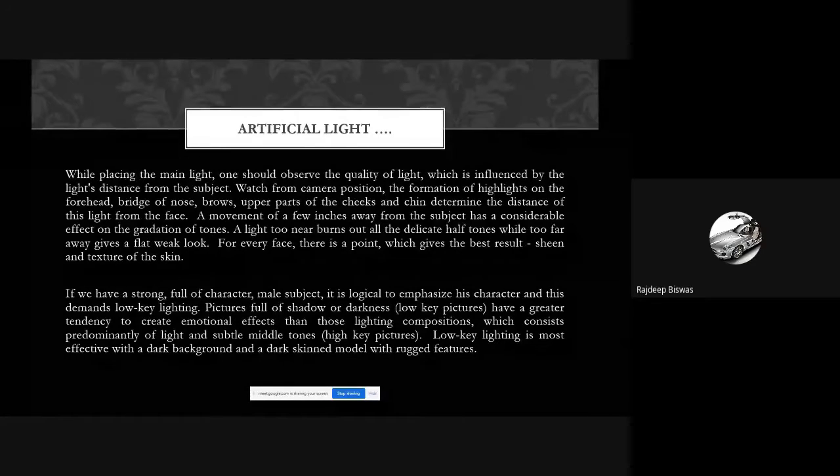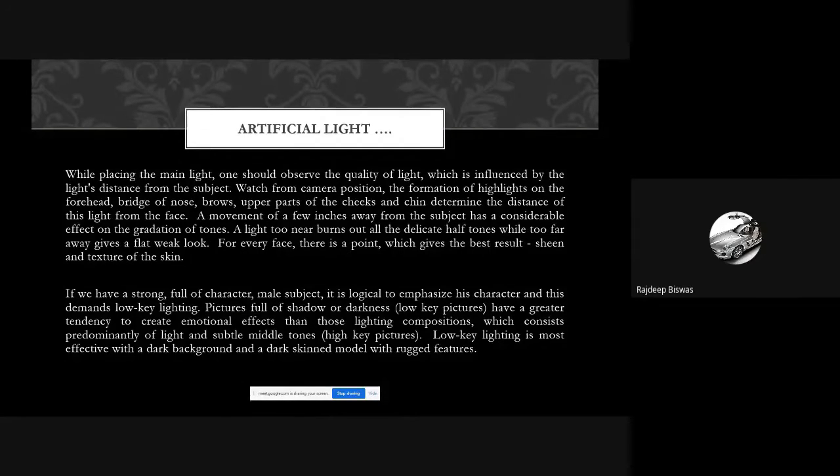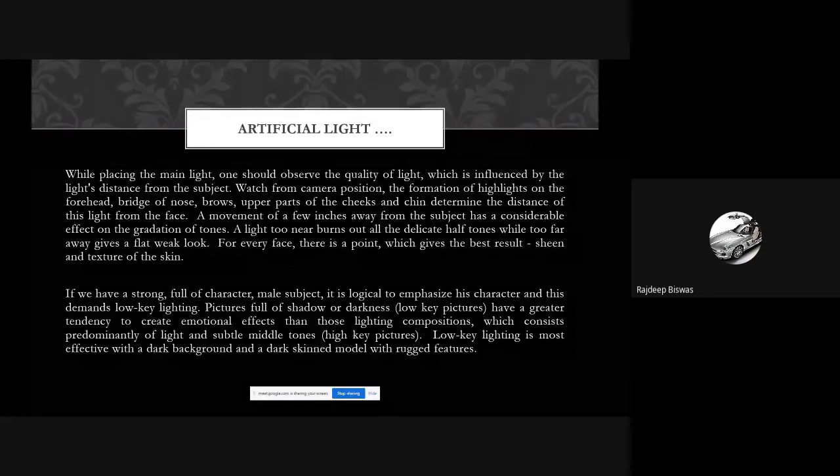Now, this is the line which again emphasizes the fact that I told you that there is no formula for artificial light setup that you're going to apply for all subjects. It's not possible. Now, if we have a strong, full of character male subject, it's logical to emphasize his character, and this demands a low key lighting. Okay, there is one new term, low key lighting. I'm going to come to that later.